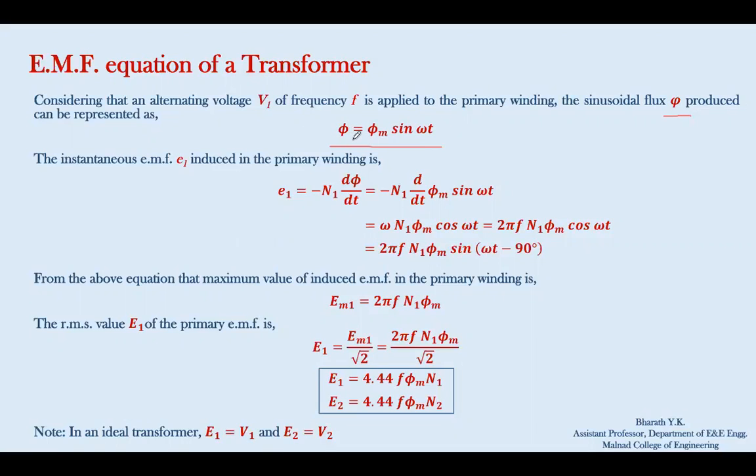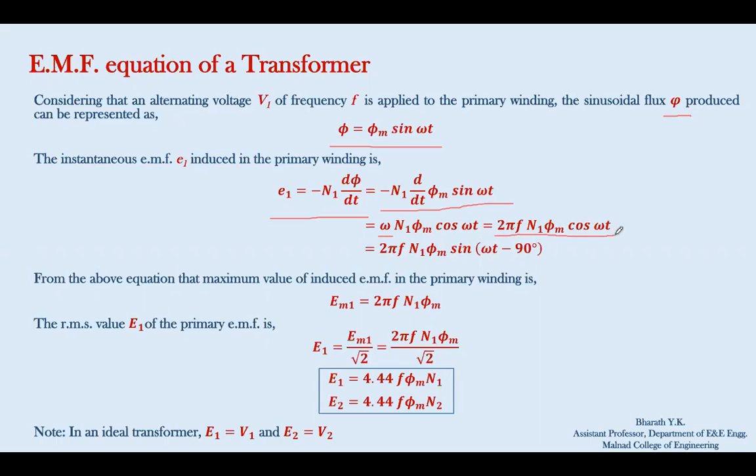This flux phi links with the primary winding, and a self-induced EMF E1 is induced in it, whose instantaneous value is given by E1 is equal to minus N1 d phi by dt. Let us substitute phi m sin omega t in the place of phi. We will get this particular equation. Now let us differentiate phi m sin omega t with respect to time. We will get omega N1 phi m cos omega t. Here omega is equal to 2 pi f. Therefore we will get this equation.